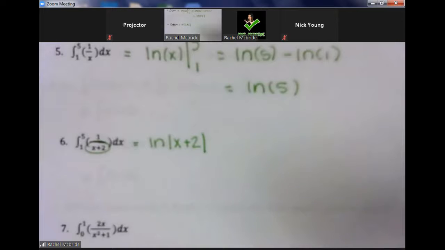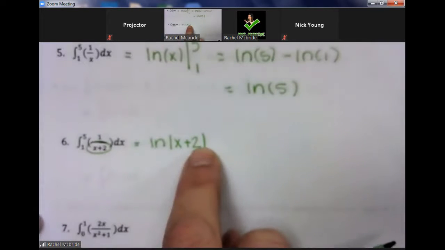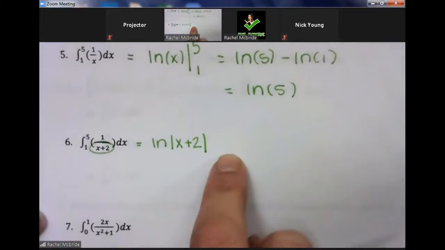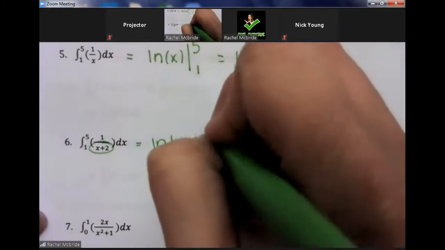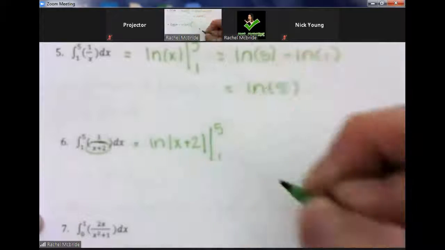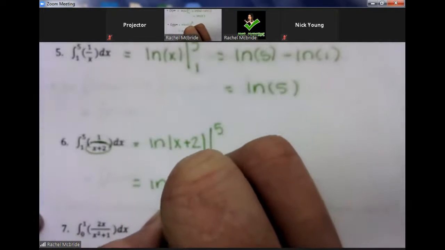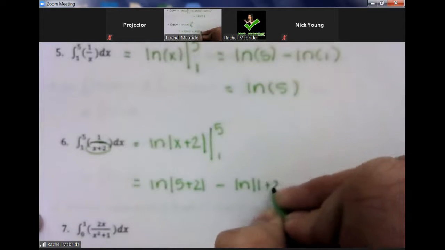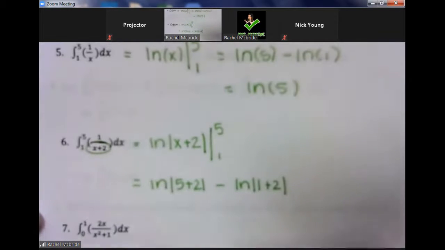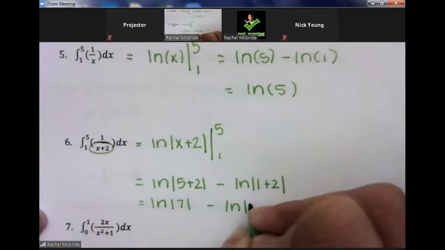Okay. So if you take an antiderivative of a natural log, it has to get the absolute values, because you cannot take the natural log of a negative. So you're evaluating that from 5 to 1. So the rule is f of a minus f of b. So it's like the natural log of 7 minus the natural log of 3.